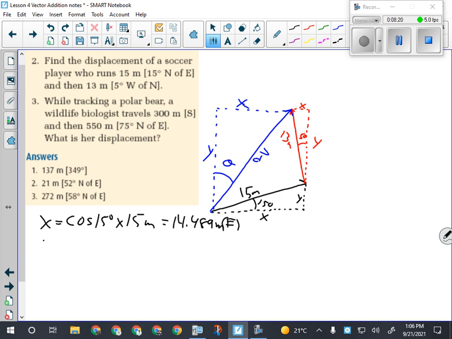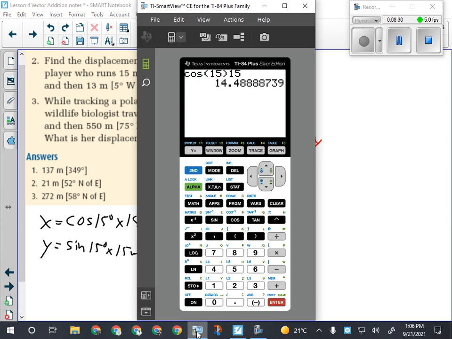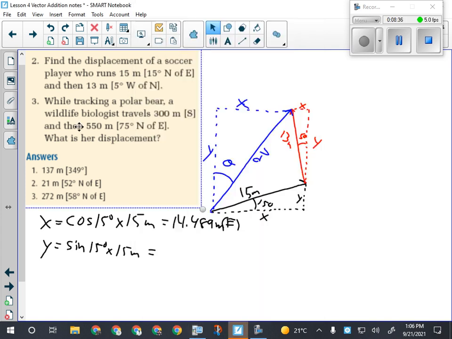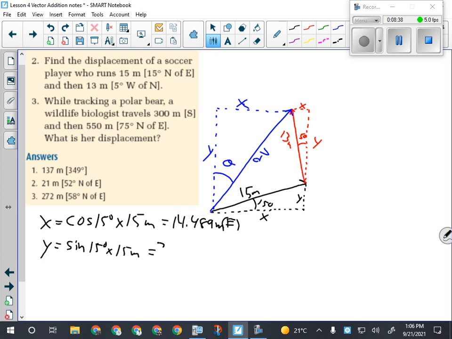All right, then I'm going to find black y, which is the opposite side, so I'm going to use the sine of 15 for that, times 15 meters. Not confusing at all that they use the same number for the hypotenuse and the angle. So that's 3.882 meters. That one's north. Okay. Then I've got to find red x and red y.